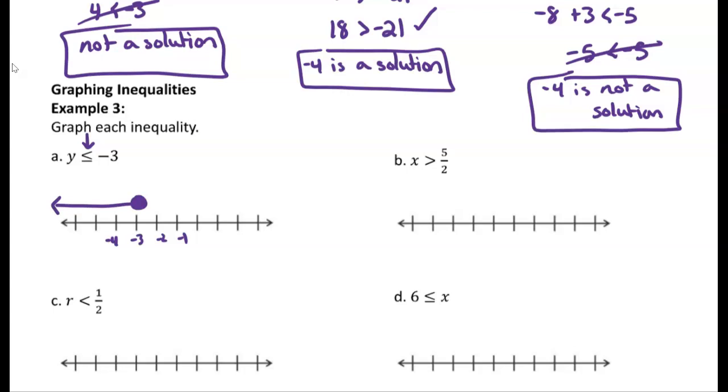Okay, and then on this one, this is at 5 halves, which is the same as 2.5. Actually, I'll tell you what, let's go every other one, so we have halves in there. If we put 2 there, then 2.5 is right here. That's 2.5. And the symbol is greater than, so it's an open circle.